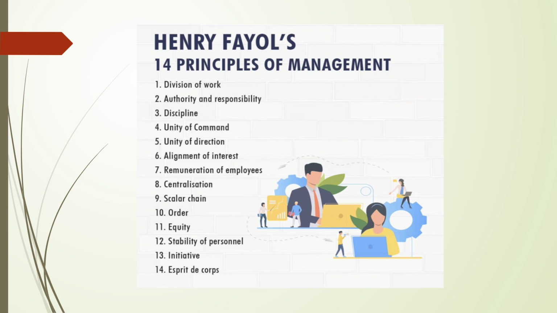Authority and responsibility: authority and responsibility are given to a particular person so that it is easy to analyze and assign work to the different people in the organization. Then discipline, unity of command, unity of direction, alignment of interest, remuneration of employees, centralization, scalar chain, order, equity, stability of personnel, initiative, and esprit de corps. These are some of the basic things we can follow in management.